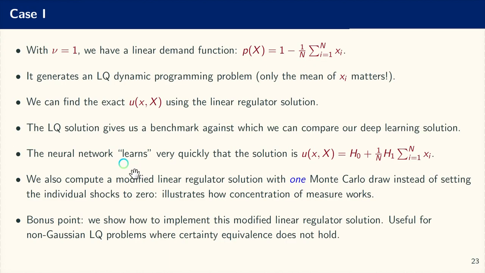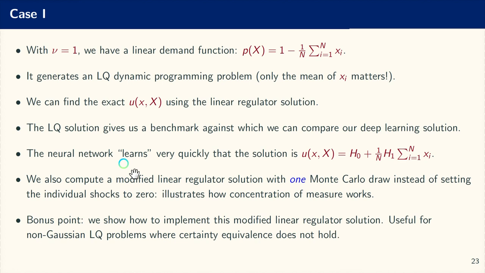So why do we do case 1? Because when we have the linear demand function, given that the objective function of the firms is quadratic, what you have is a linear quadratic dynamic programming problem, where only the mean of the xi matters. And that means that we can find the solution of the linear regulator in a second, and that will give us the exact decision rule. Okay? Now, that exact solution is the benchmark against which we can compare our deep learning solution.